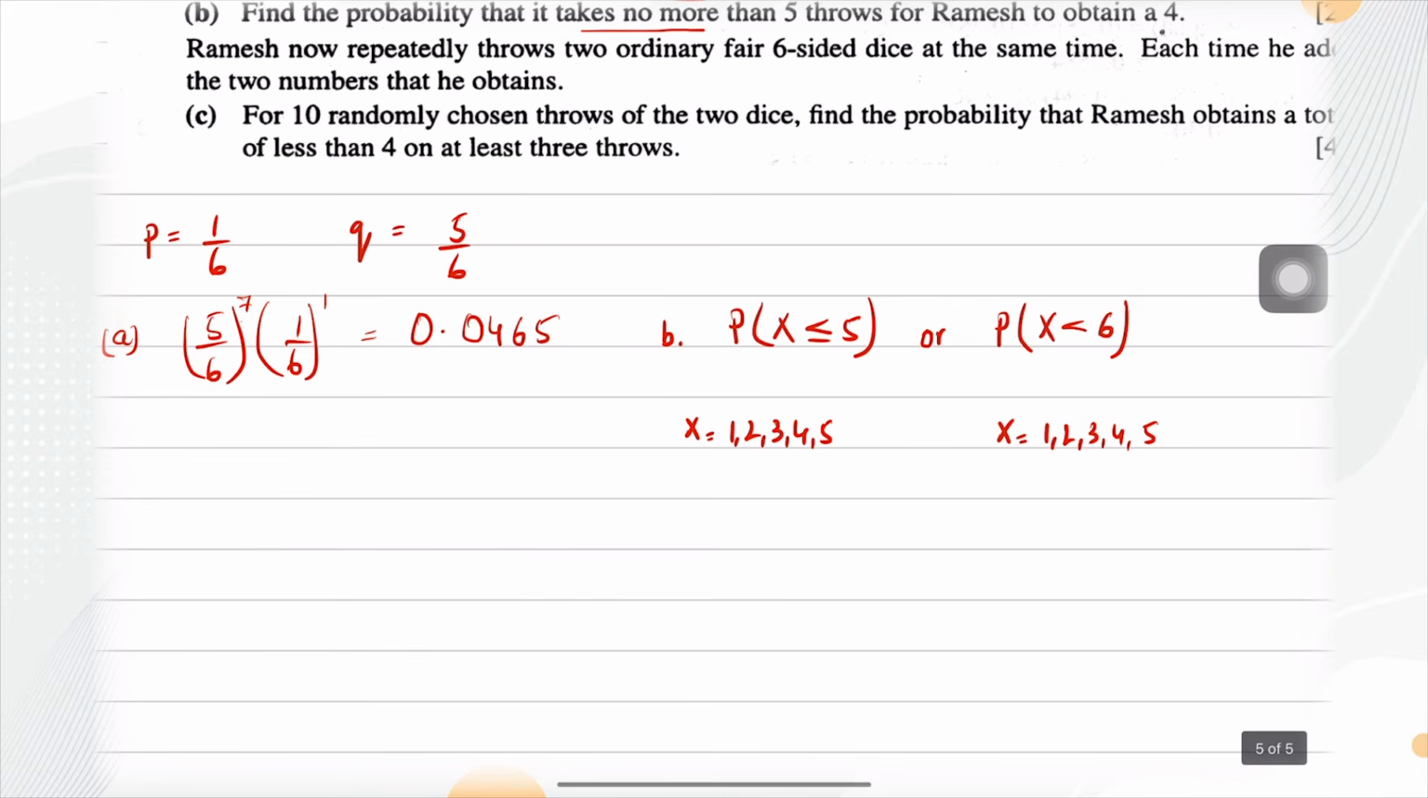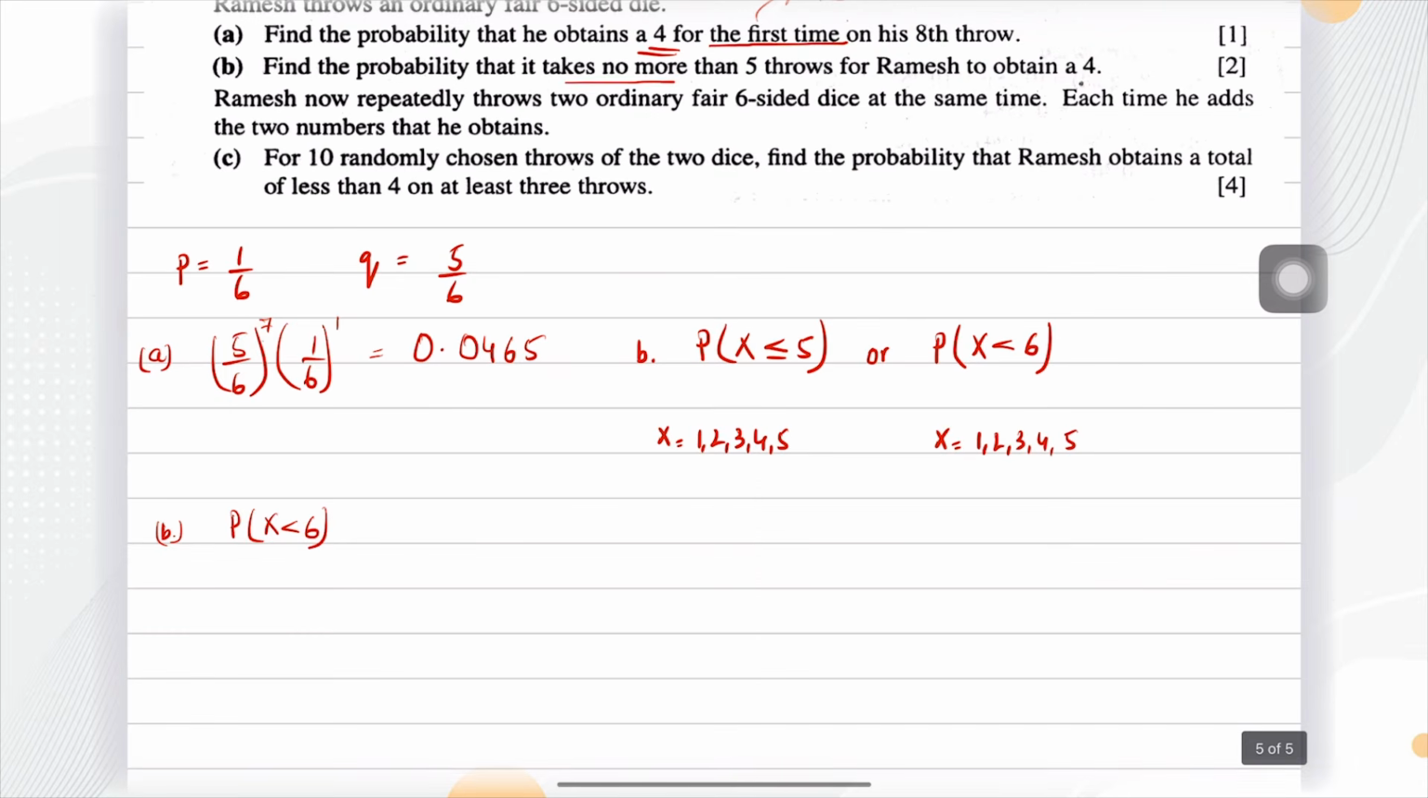So that means in part B, if I can somehow work this out, that would be the same thing, because if you just do simple translation, it says find the probability that it takes no more than 5 throws. That means 5 is allowed, but it has to be less than or equal to 5, which means that it has to be less than 6. Now the good thing about writing it like this is we know how to work this out. We can simply write it like this: 1 minus the probability of x is greater than or equal to 6, and the fact that it's greater than or equal to 6 means that we would have first 5 as failures.